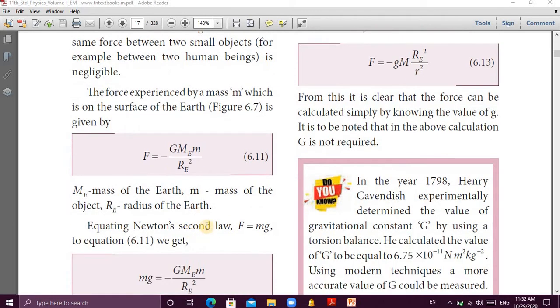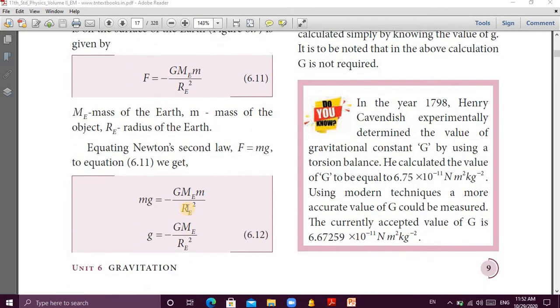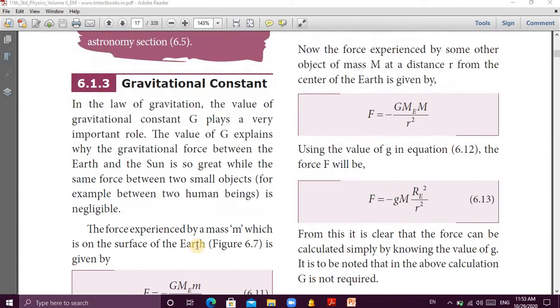According to Newton's second law, what is the formula for the force? Force F is equal to mass into acceleration due to gravity. Substituting this F value in equation 6.11, F can be written as mg. So mg is equal to minus G M E into small m divided by R E square. Now small m cancels on both sides. The remaining term is g is equal to minus G M E divided by R E square.